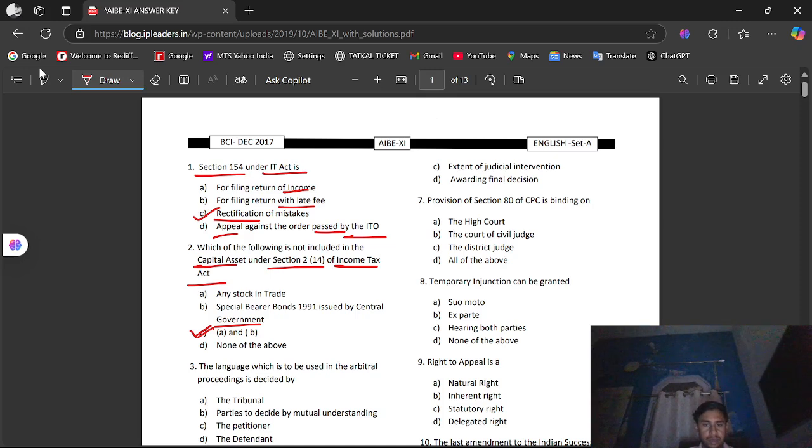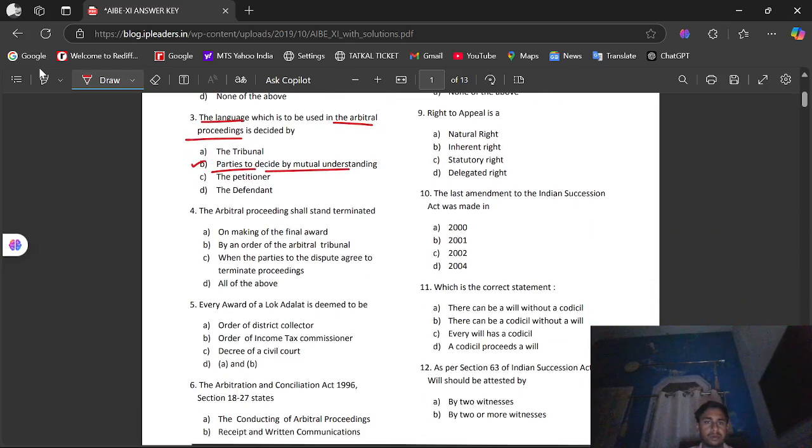Question number 3, the language which is to be used in the arbitral proceedings is decided by option A, the tribunal, option B, parties to decide by mutual understanding, option C, the petitioner, option D, the defendant. Its right option is option B, which is the parties to decide by mutual understanding. So the language which is to be used in the arbitral proceeding is decided by the parties by mutual understanding.